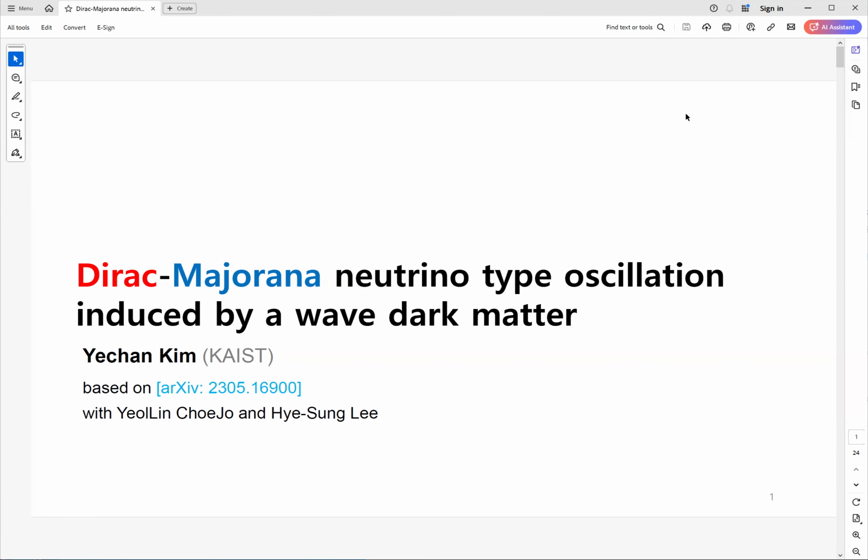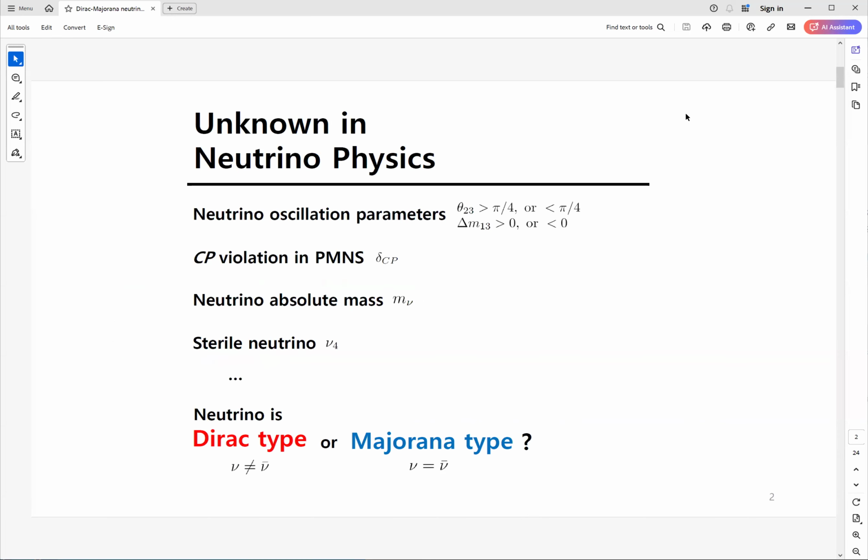In this talk, I will talk about Dirac-Majorana neutrino type oscillations, which can be induced by wave dark matter. This talk is based on recent papers in collaboration with Lin Chazo and Hasong Lee. There are many unknown things in neutrino physics.